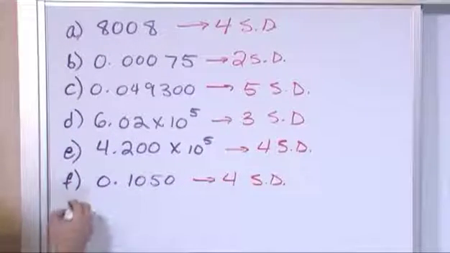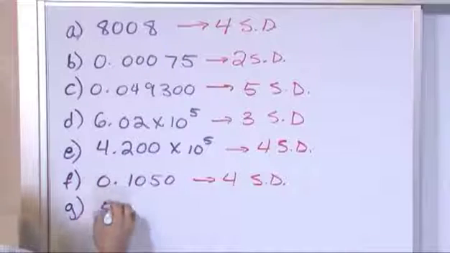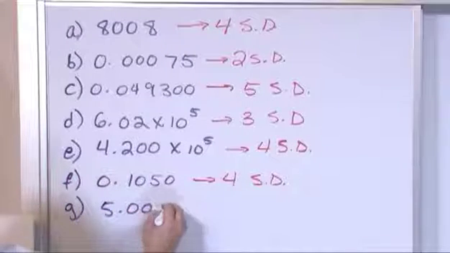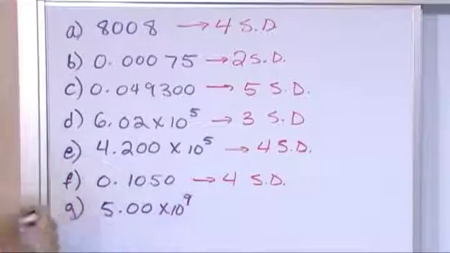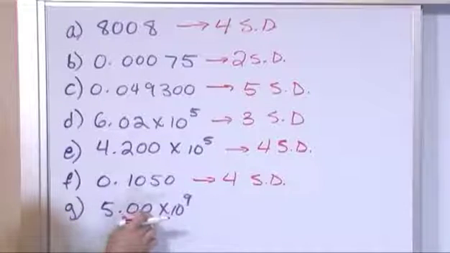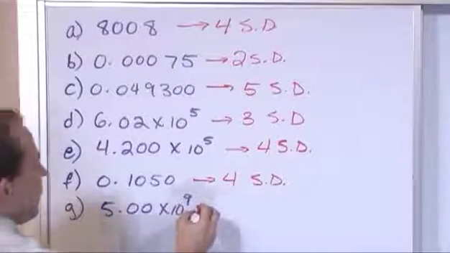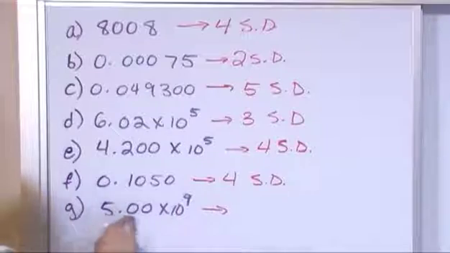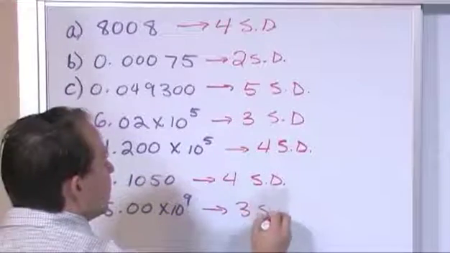All right. And what about G? What if you have 5.00 times 10 to the 9? How many do we have there? Same sort of deal. So this counts. Of course, these don't count. After the decimal, they have 2 zeros here, but they do count because they're sort of like trailing zeros, if you can think of it that way. So they have 3 significant digits here. 1, 2, 3. 3 significant digits.